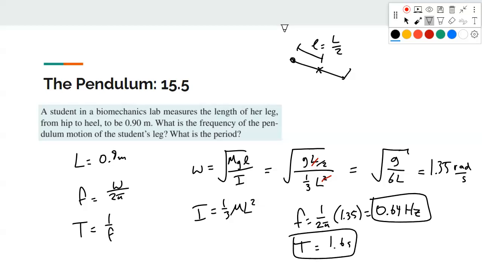So this tells you that when you're naturally walking, you would expect your most comfortable walking pace to be about the same as the natural period of your leg. And so you should expect a normal full step to take 1.6 seconds, like this whole cycle.